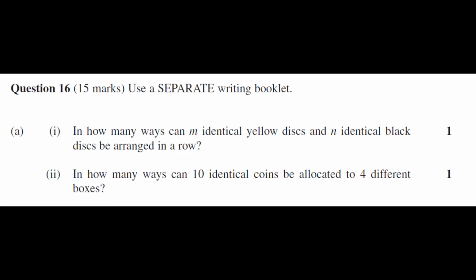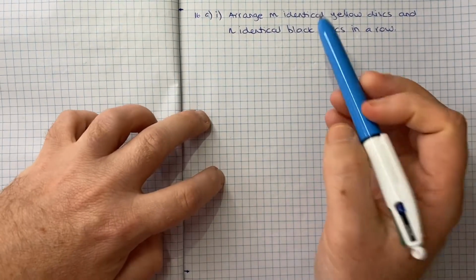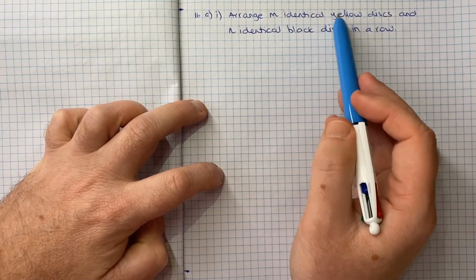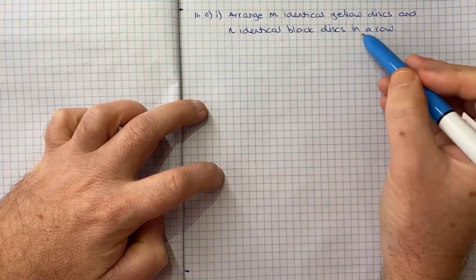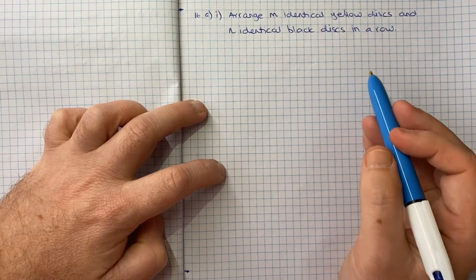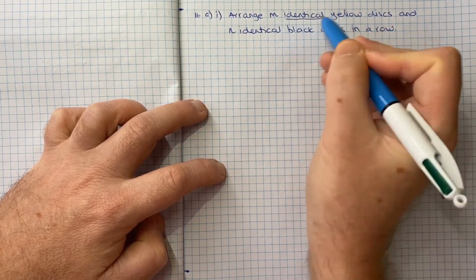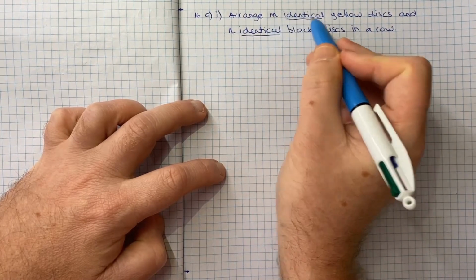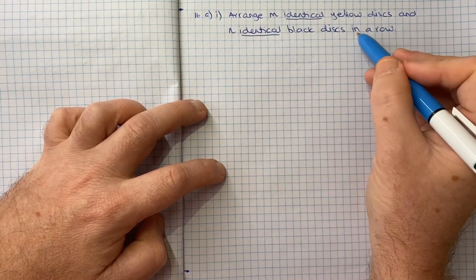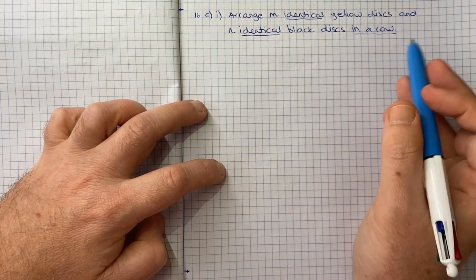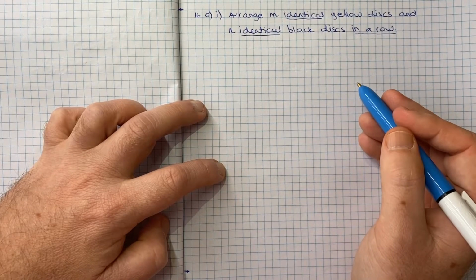So part A, part 1, asks in how many ways can M identical yellow discs and N identical black discs be arranged in a row? So we're dealing with combinatorics here, so let's take a look. This is what we're dealing with. We want M identical yellow discs and N identical black discs in a row, and I think the key to this is noting that our discs are identical, so M of the identical yellows and N of the identical blacks, and they're in a row as opposed to, say, in a circle where things might change a little differently.